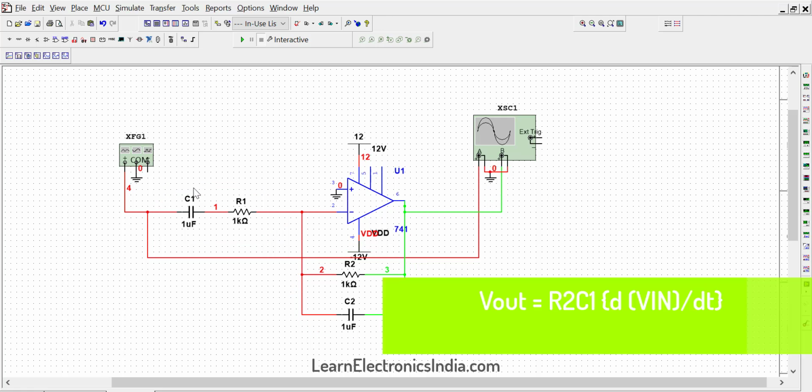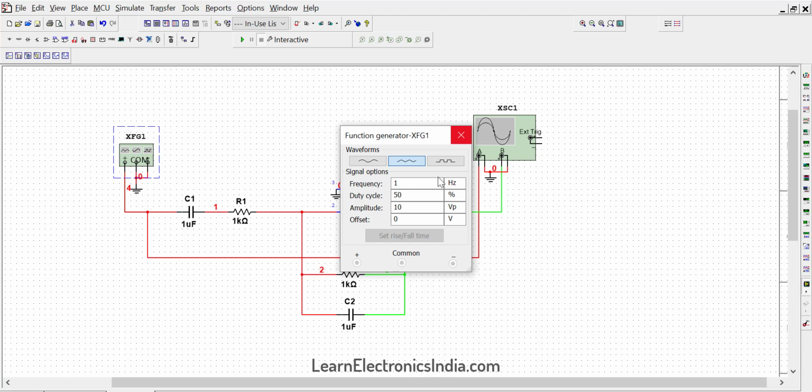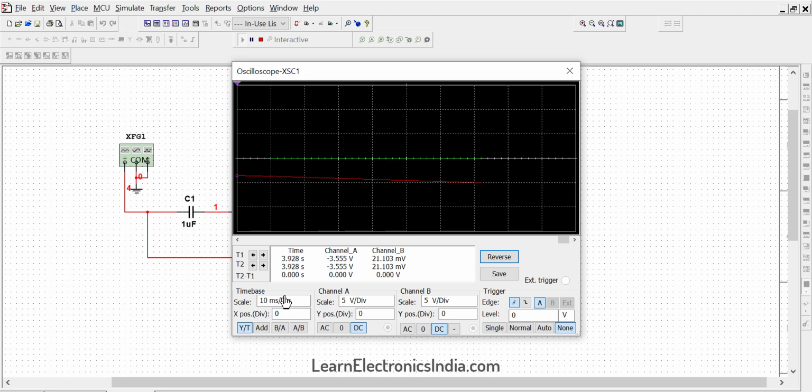The output voltage is given by this formula. We can control the amplification by controlling the values of R and C. In this case, the amplification factor is 10 raised to minus 3. Now let's run the simulation and check the output. So when we give a triangle signal of 1 Hz as the input, the output is a square wave of 1 Hz. You can try giving different inputs and check the differentiated output.